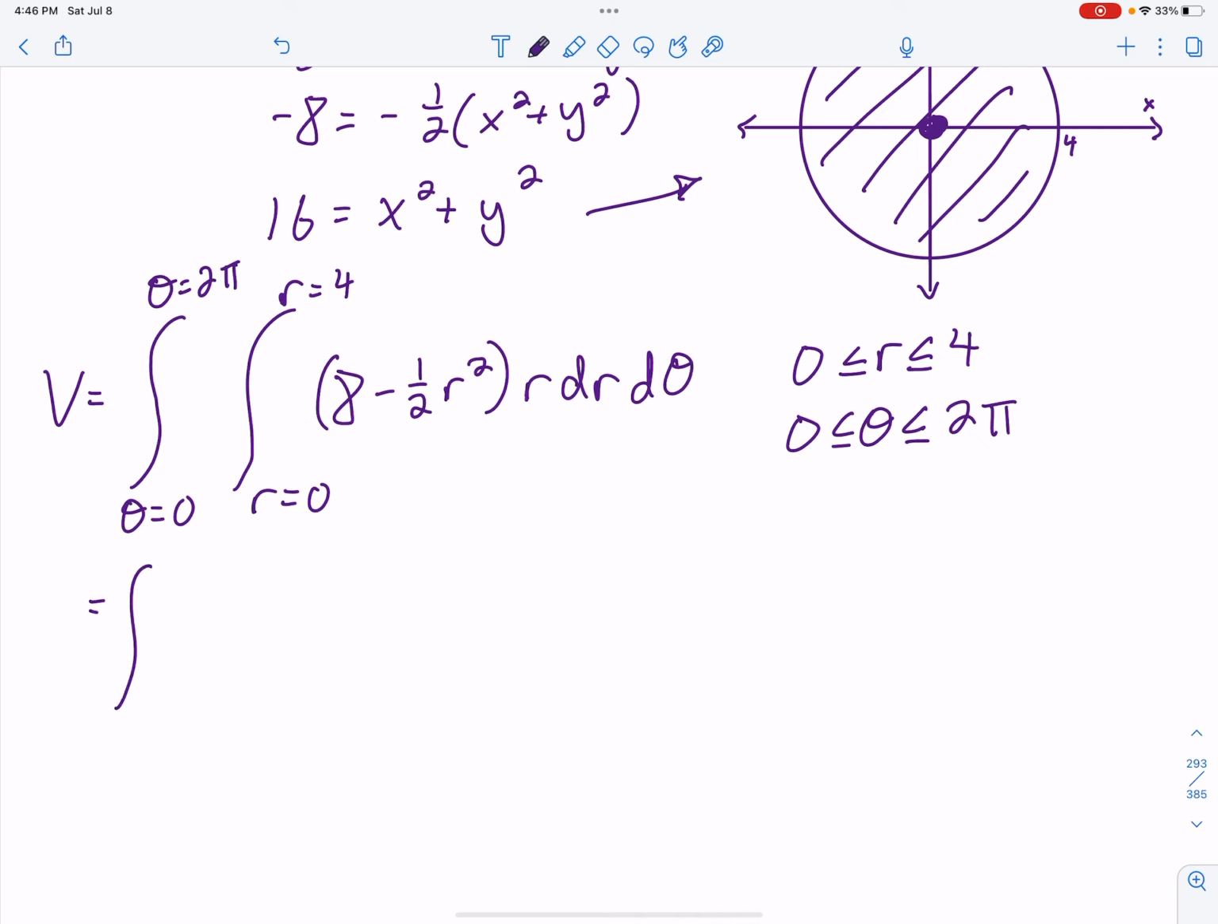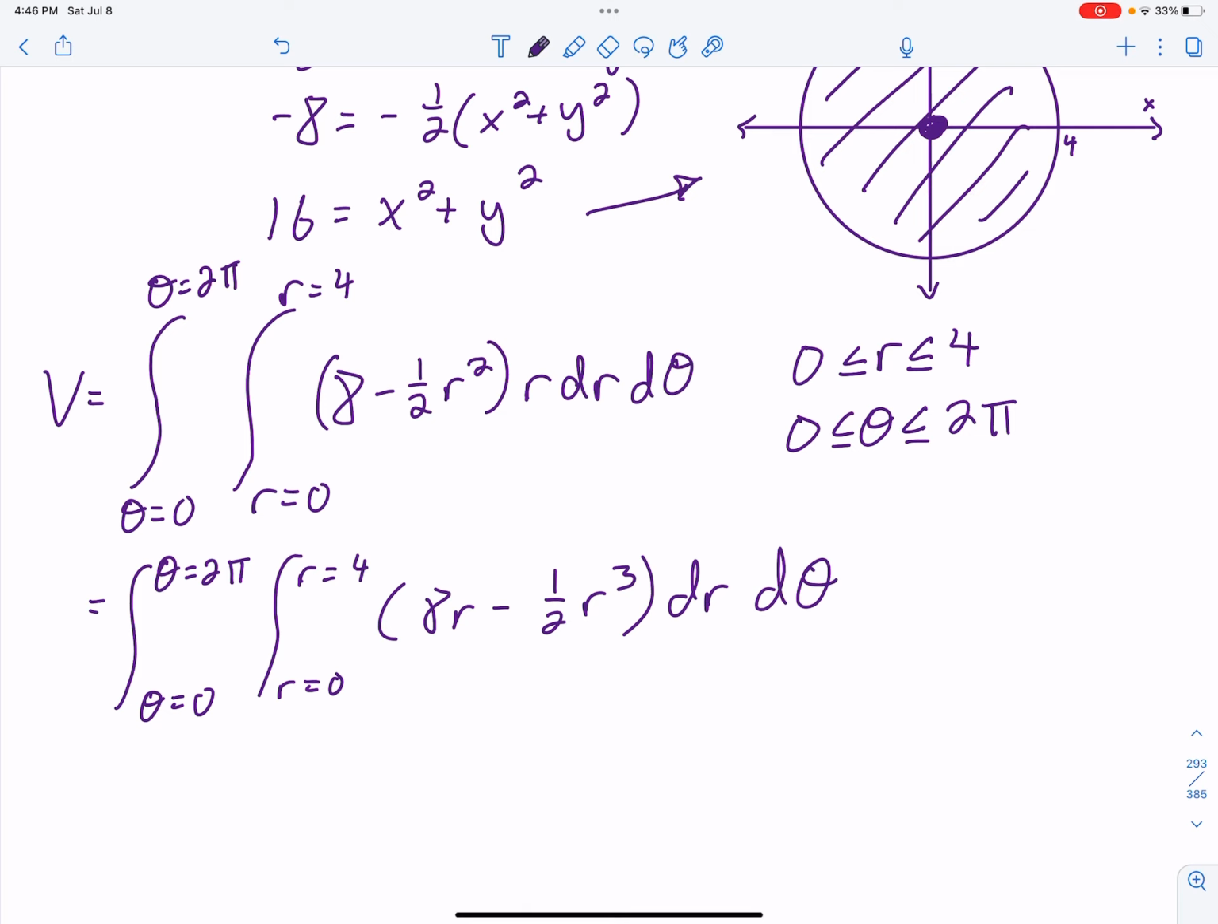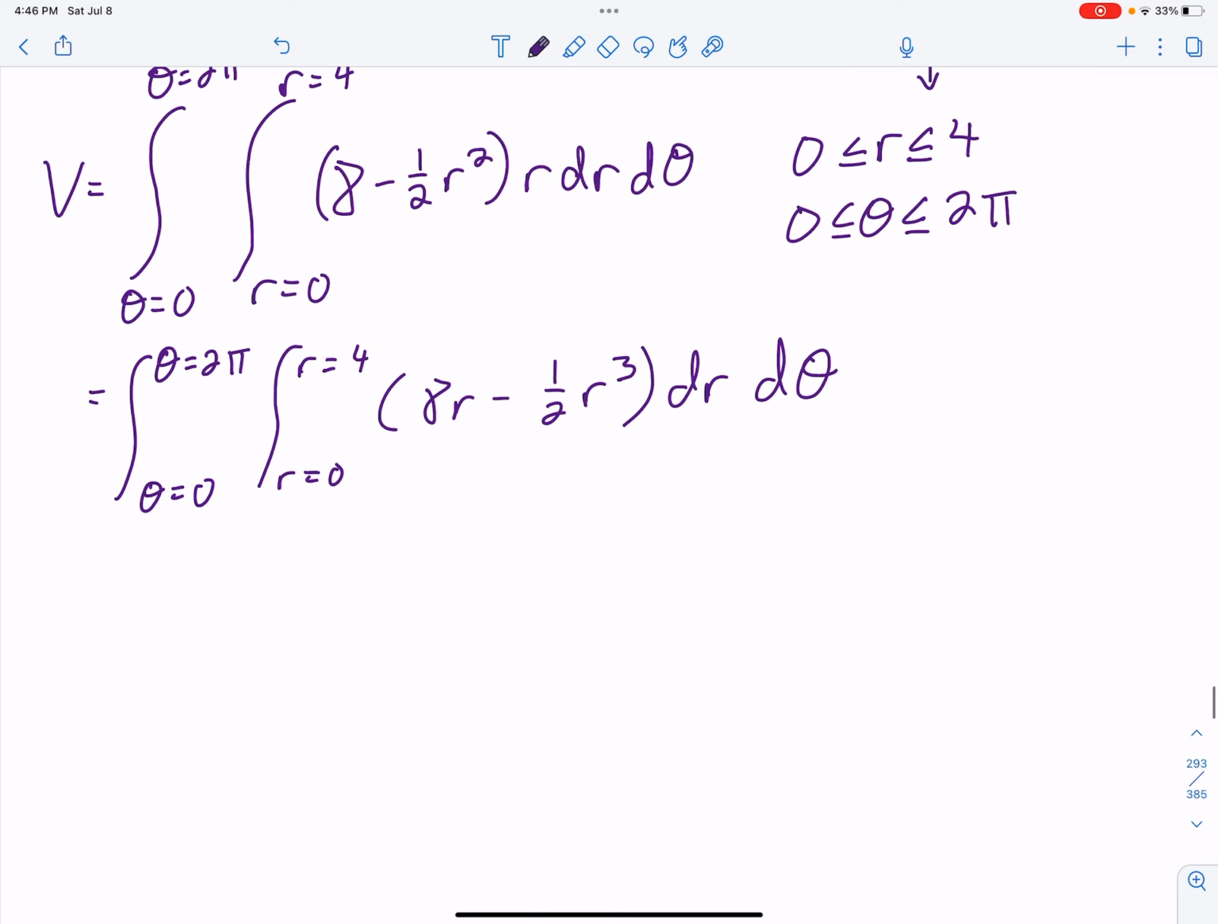All right, let's go ahead and multiply that out to make it a little easier for us. Go ahead and rewrite my bounds. Nothing has changed. I'm just going to multiply things out. I got 8r minus 1/2 r cubed dr d theta. I'm going to stop there because that integral is pretty straightforward. We've done some of those already to keep length down. This answer is going to end up being 64 pi.